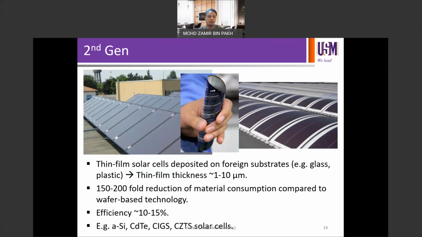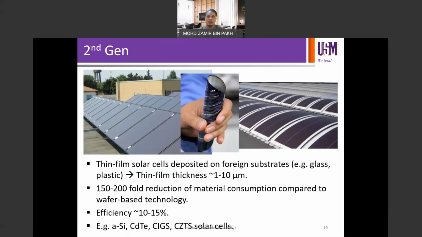So normally they have a 150 to 200 fold reduction of material consumption. This is in fact the aim of the technology, because we want to reduce the material that we use for the PV conversion. Sometime 10 years ago, the cost of the first gen was like $2 per watt, and the cost for thin film technology was way lower than that. But due to the economies of scale for the first generation, the technology cost of the first generation has gone down to be comparable with the second generation.